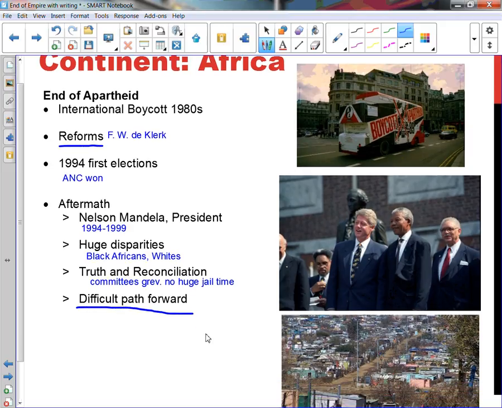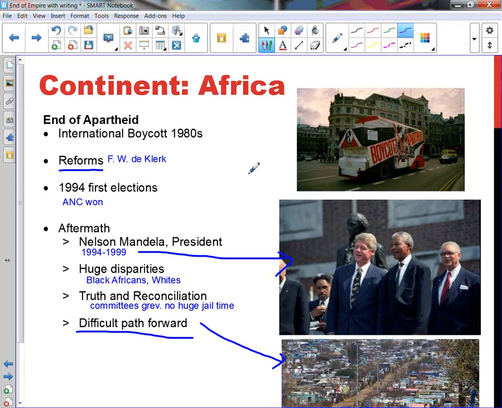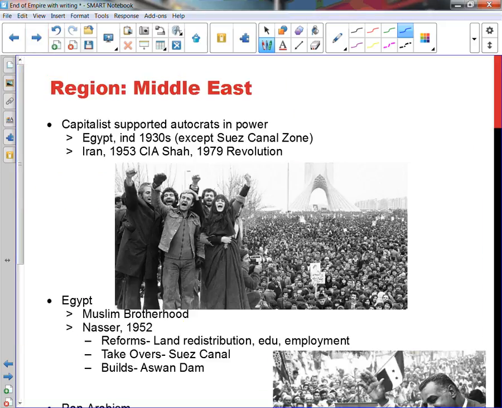And as an example of that, here is a slum, an African area of a white town. You can see, these are places without any kind of resources, and so the poverty is still really immense. Here's Nelson Mandela with President Clinton, so you get an idea of the time period. And this is a British bus advocating for the boycott in 1989. I think we're going to stop there and we'll move into the Middle East in the next part of the presentation.